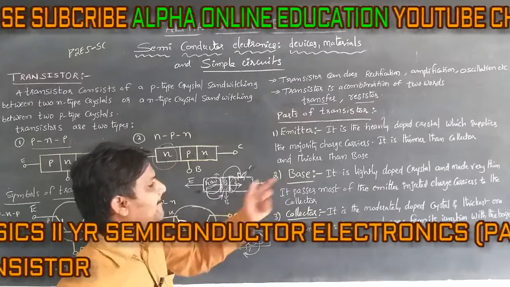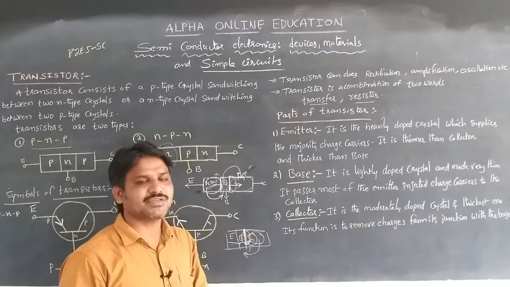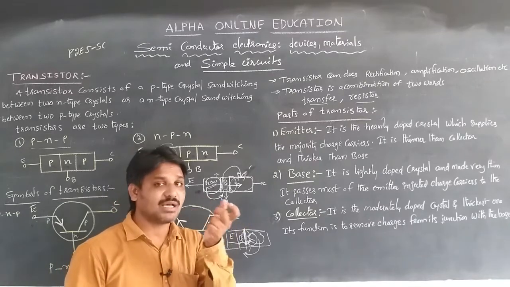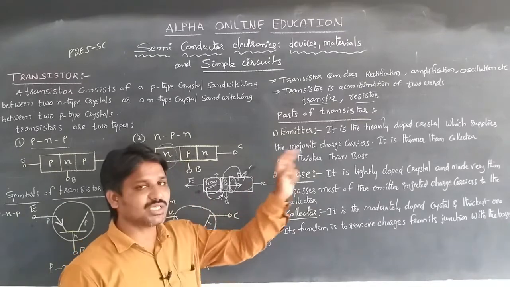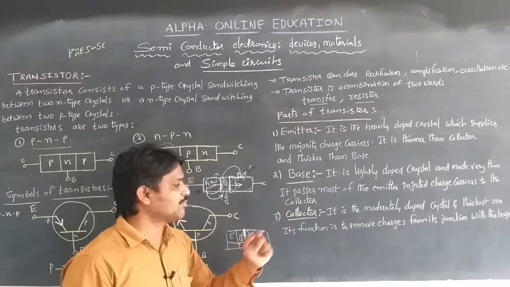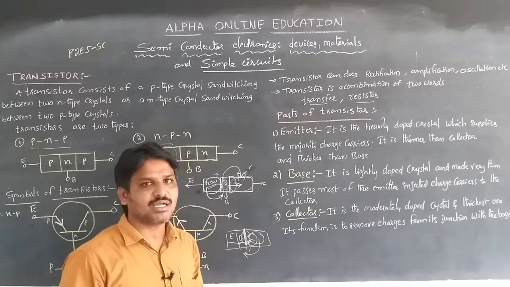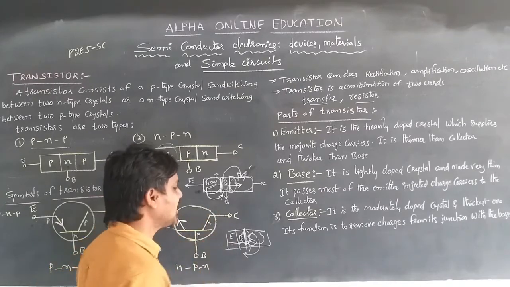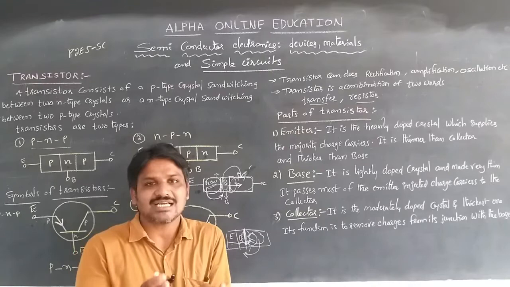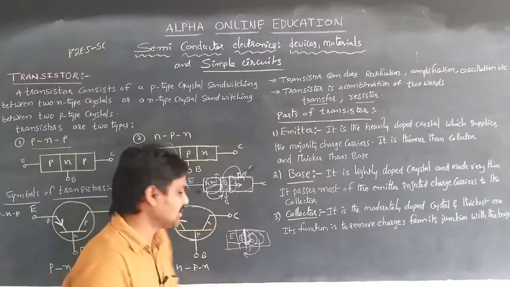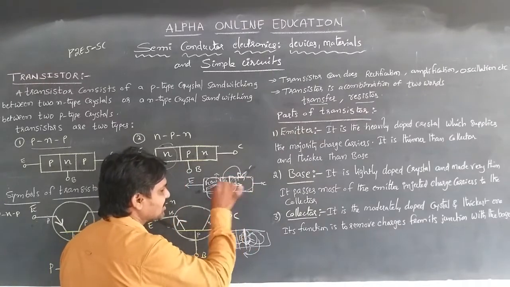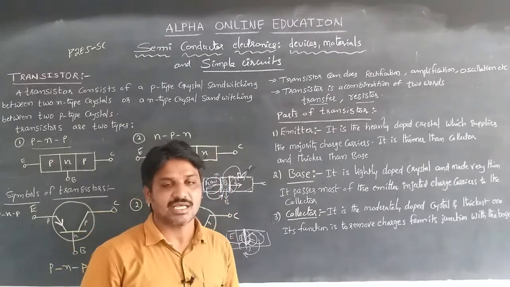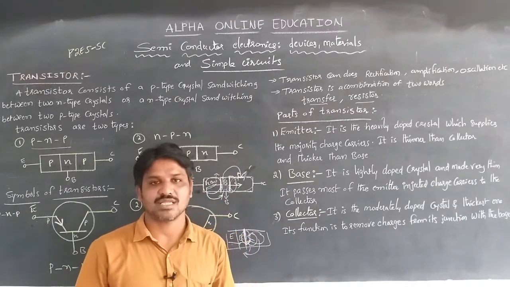Next is the base. It is lightly doped, and it passes the charges emitted from the emitter to the collector. The collector is a moderately doped crystal and the thickest one in the transistor, and its function is to remove the charges at the base collector junction. This is the base collector junction, where it removes the charges. This is the primary information about the transistors.